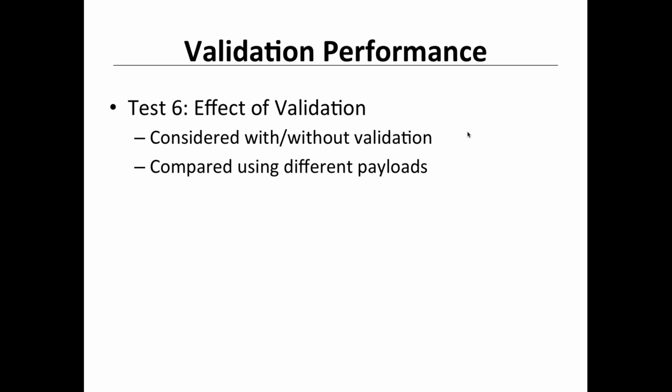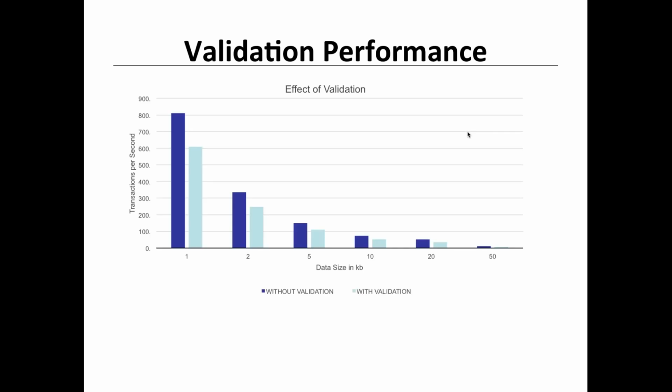Next, we also wanted to check the effect of validation in the ESB. So in order to check the effect of validation in the ESB, we considered two scenarios, with or without validation, and we used different payloads. And this is our result. The dark blue bar graph shows the scenario where there is no validation, while the lighter blue graph shows the scenario when there is validation.